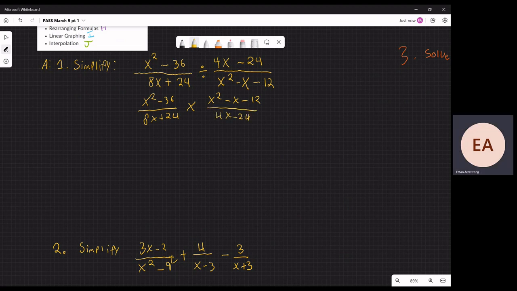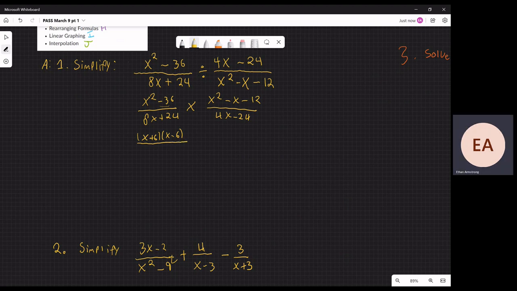And before we multiply these out, it's always a good idea to check for factors. If you look at this term right here, x squared minus 36, you may notice that that's a perfect square. So we can factor that out as x plus 6 times x minus 6, because 6 is the square root of 36. And then the denominator here can also be factored.